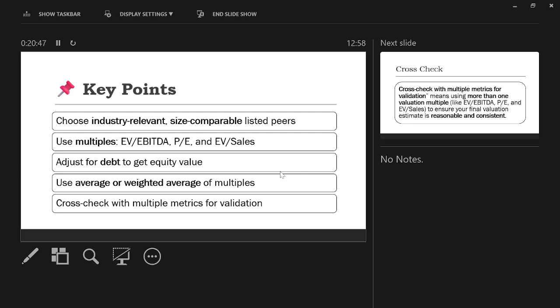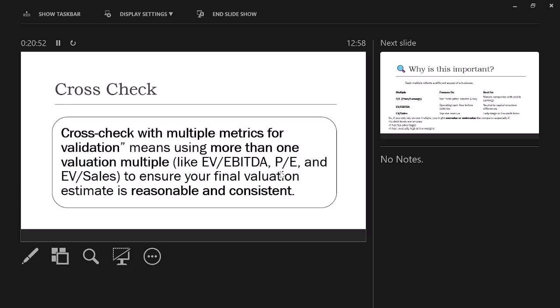Use the average. Fine. So then you have to make an average.